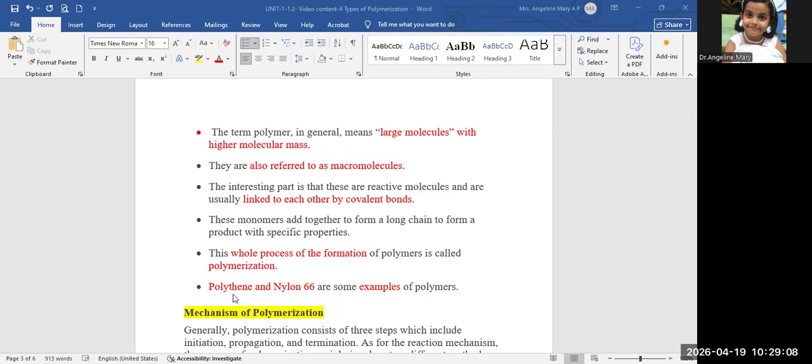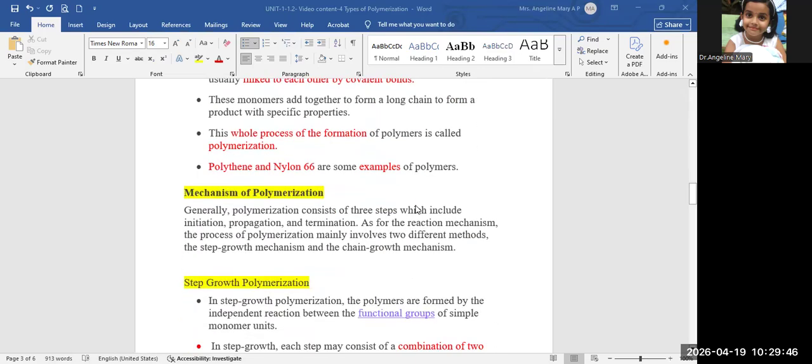For example, polyethylene and nylon 6,6 are some examples of polymers. So, what is a polymer? Poly means many, mer means units; many units joined together to form a chain is called a polymer. What is polymerization? The process of making polymers is called polymerization. What about the molecular mass of the macromolecules? It possesses higher molecular mass. It is also called a large molecule.